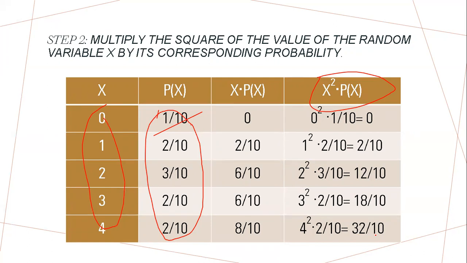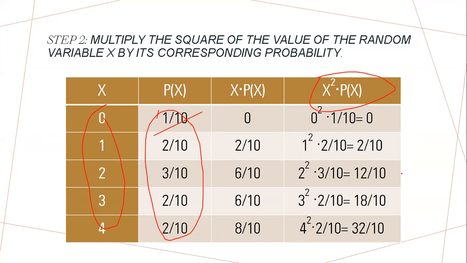Yung ating pang-apat na column for the alternative way of solving or computing a variance and standard deviation. Okay, so I hope it's clear. Squared nyo lang lahat ng x, then i-multiply sa P of x probability. Yun yung sagot natin. Yan yung step 2. Okay, mas madali lang ba siya? I hope so, mas madali siya kasi nga it's an alternative, no? Kumbaga parang shortcut formula to. Mahilig tayo sa shortcut eh. Okay, so I hope it's clear.